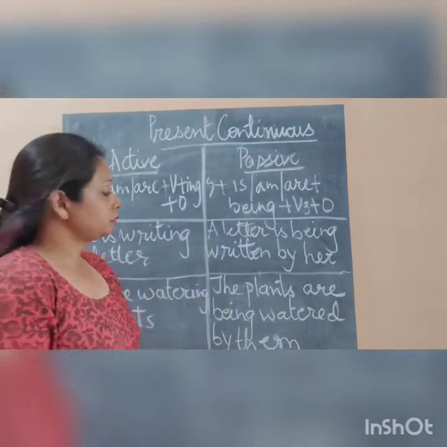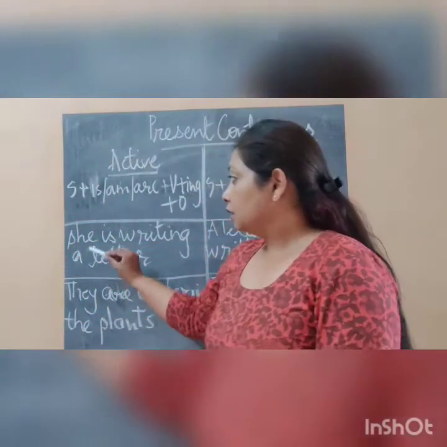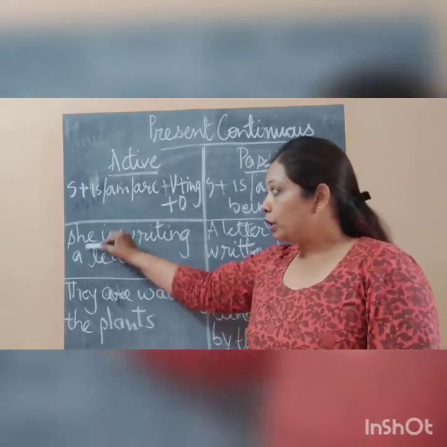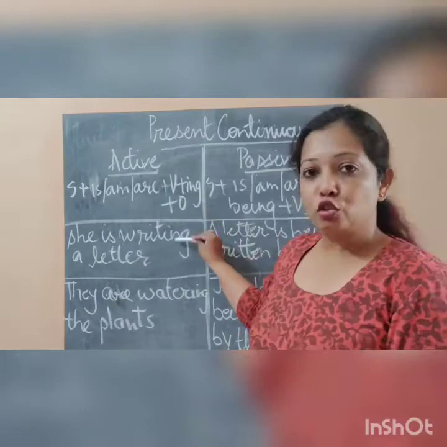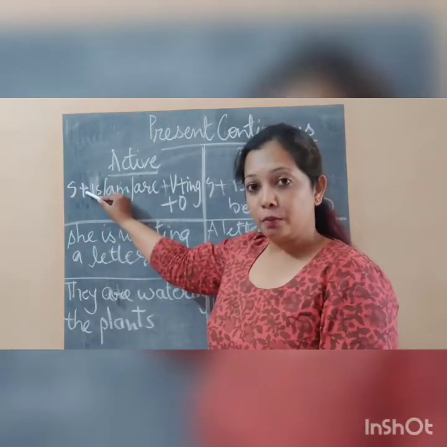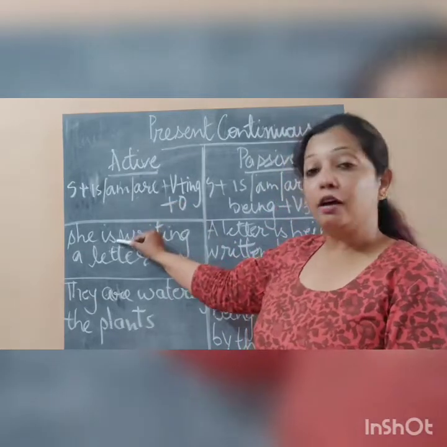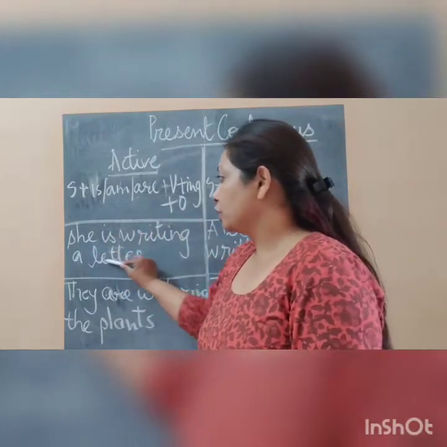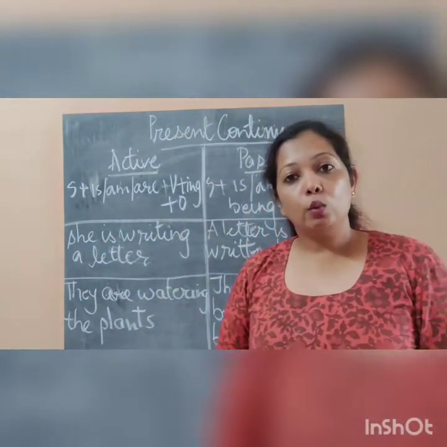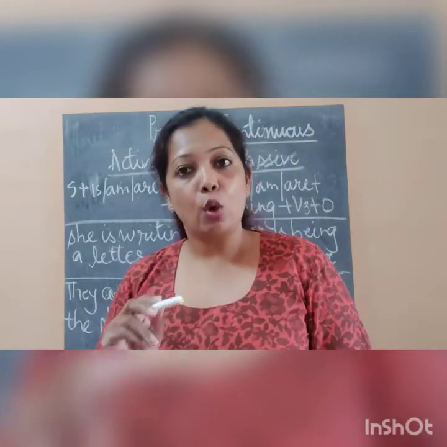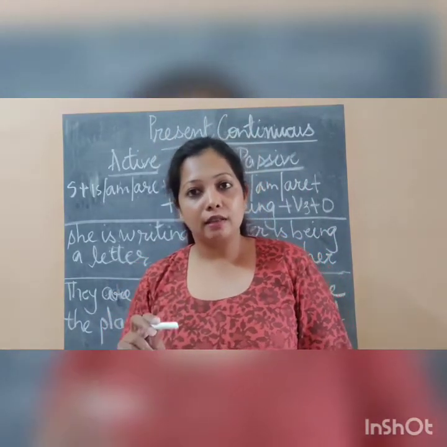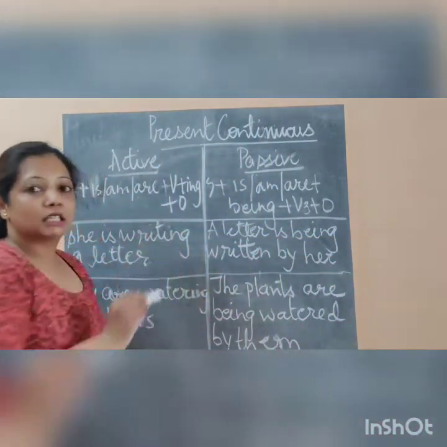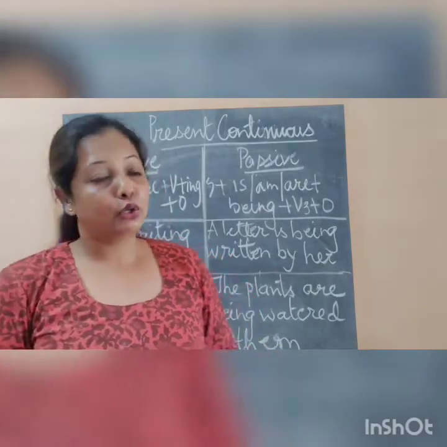So let's see how. The first sentence, she is writing a letter. Now when you see the sentence, try to fit it with this, right? We have the subject, is, am, are, we have is here, writing, verb plus ing, and object, that is letter. Now it has the subject, it has a verb, and it has an object. That means we can convert the sentence into passive voice. And how? Let's see how. A letter is being written by her.